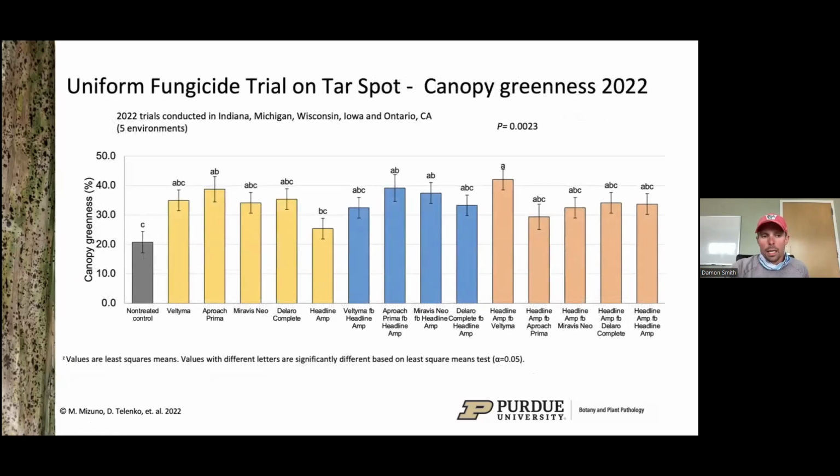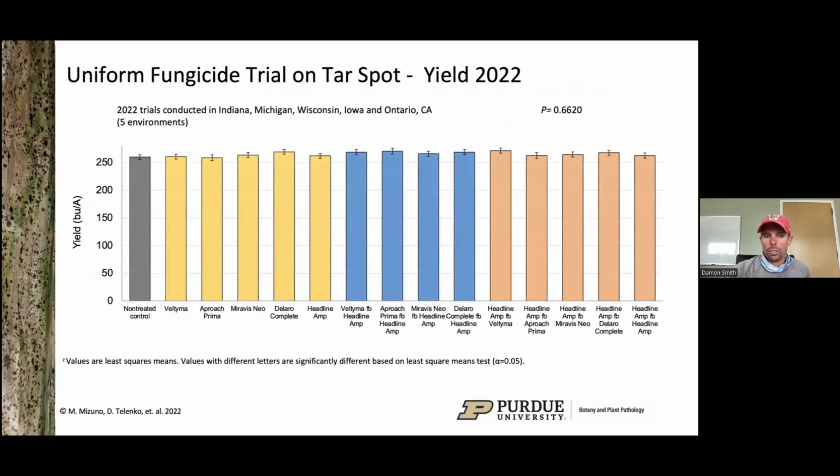Here's the canopy greenness, and you can see, yes, some improved response, but again, those really good mixed mode of action products still right in the mix. Mirvis Neo is now in the mix there. Headline AMP maybe drops out just a little bit on overall greenness. But things that got sprayed did reasonably better than the non-treated.